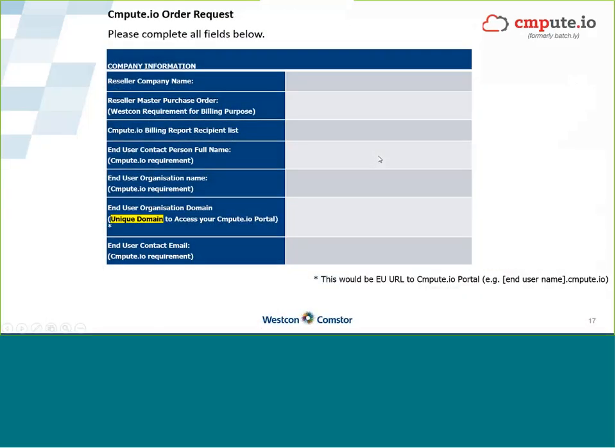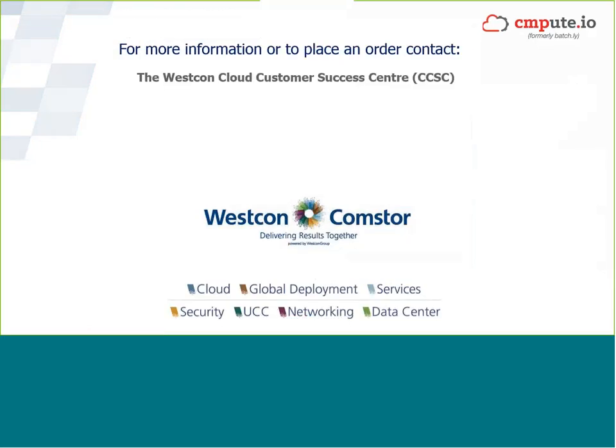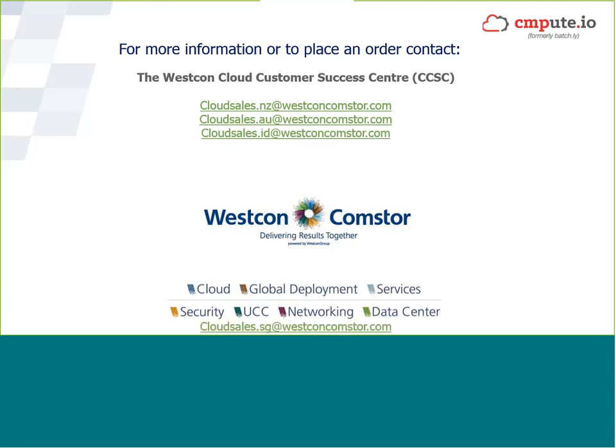So this is the IO order request, and generally when you request the information, we need you to complete this simple form, and then these are the people that you email it to. So our Westcon Cloud Customer Success Centre in New Zealand, that's their email address, and in Australia, Indonesia, and Singapore.